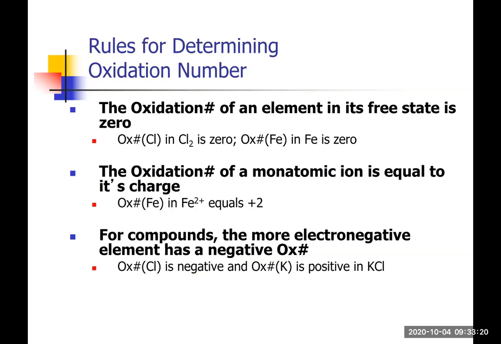So let's go back and review oxidation state or oxidation number. The oxidation number of an element in its free state is 0. As you know, every species on the periodic table has an oxidation state of 0. The chlorine in Cl2 is 0. Iron, for example, has an oxidation state of 0.